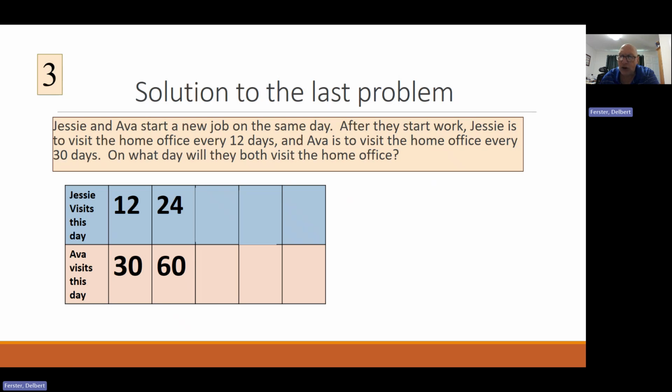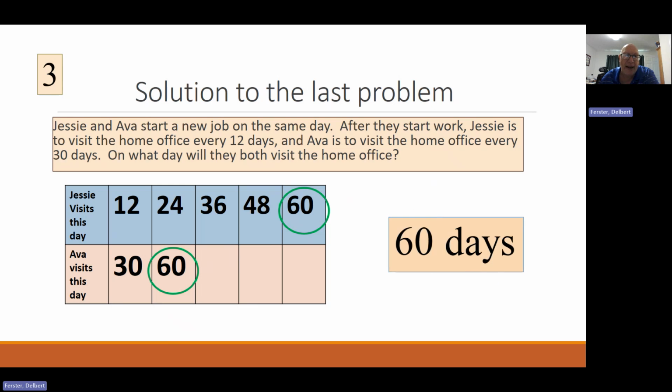Let's run some more days for Jesse. You guessed it, she'd be there on day 36. She'd be there again on day 48. And the next time Jesse's going to pop on in, you guessed it, day 60. And we have now effectively solved our problem because we found a day number that occurs in both of those lists. And you guessed it, my friends, on day 60, both Ava and Jesse will attend the office. So by using some kind of a sketch or some kind of a chart, maybe to organize our thoughts, we can go ahead and solve it that way.